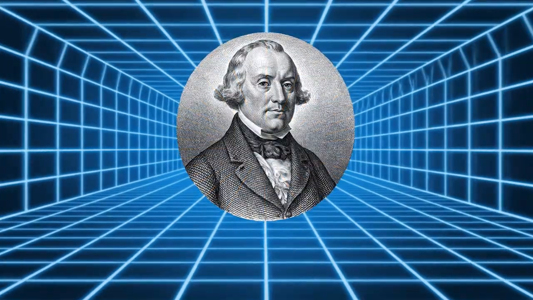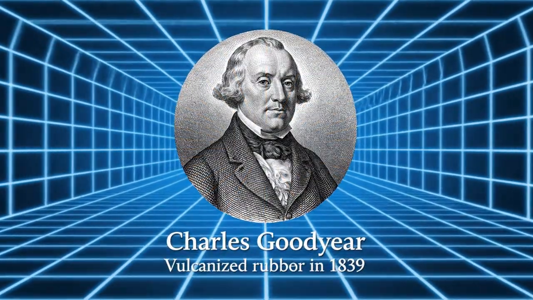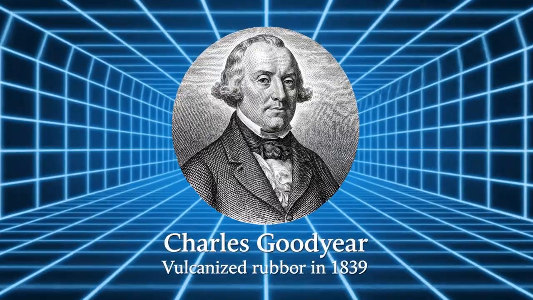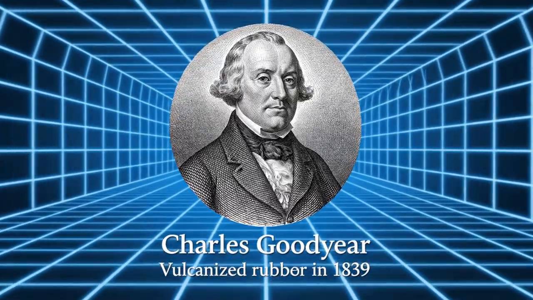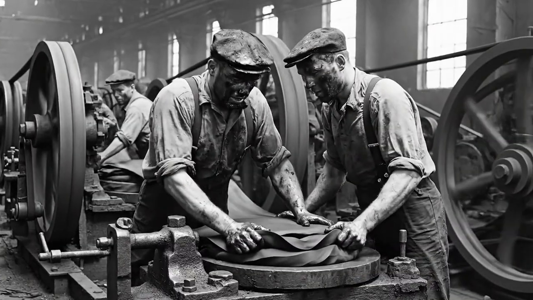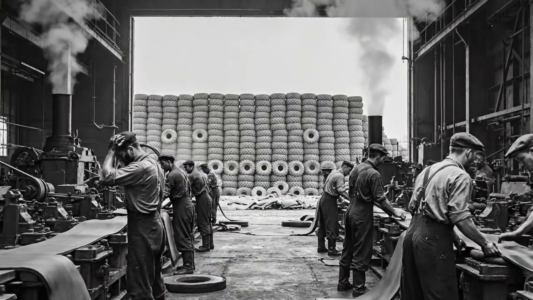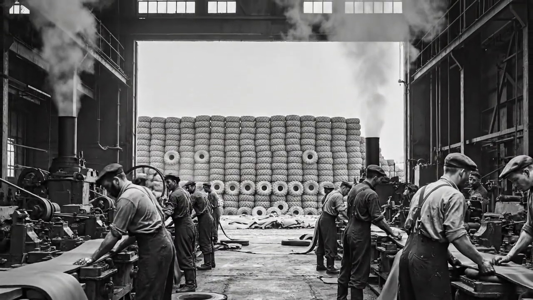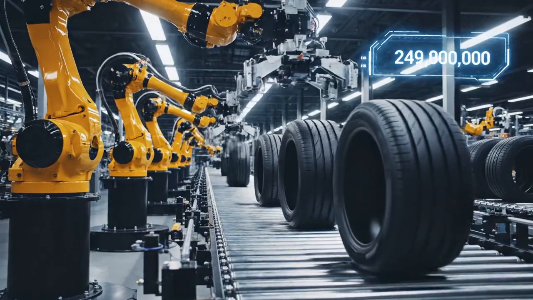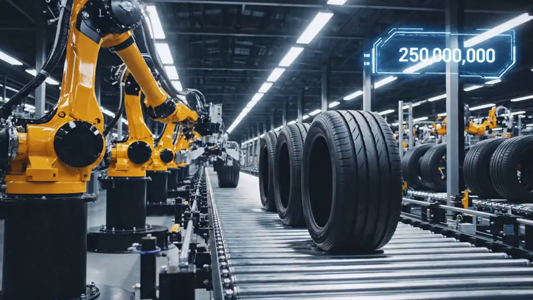When Charles Goodyear discovered vulcanized rubber in 1839 by total accident, it changed the tire game forever. His invention started a snowball effect that resulted in the invention of air-filled tires in the early part of the 20th century. Today, factories produce more than 250 million new tires a year.